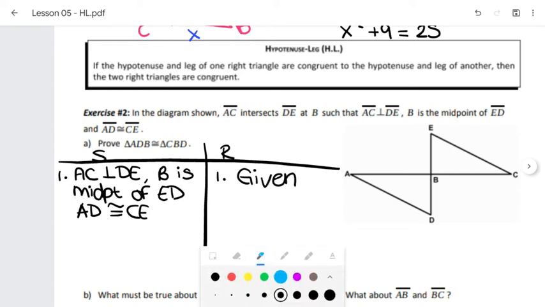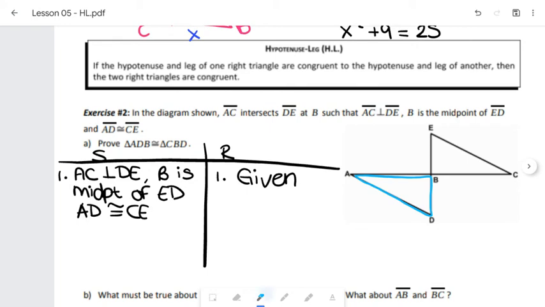I'm going to go and highlight my two triangles. I want to prove that ADB is congruent to CEB. Oh, sorry, I wrote CBD here; this is supposed to say CEB.